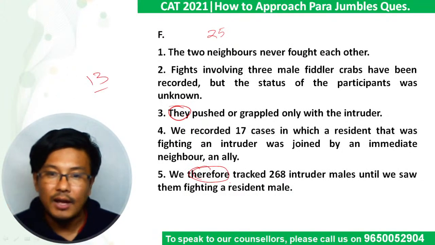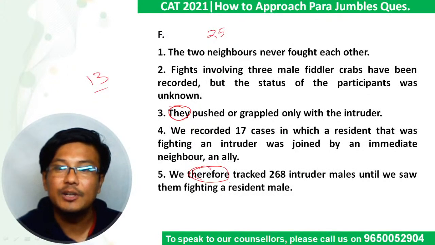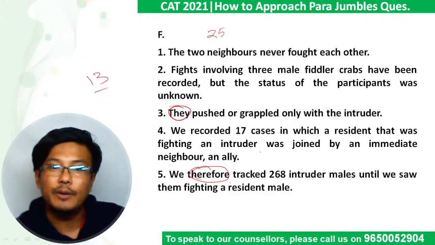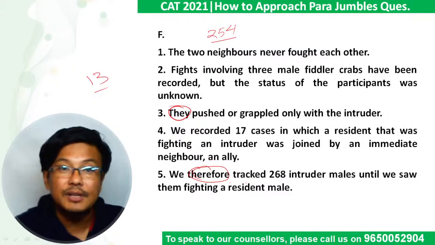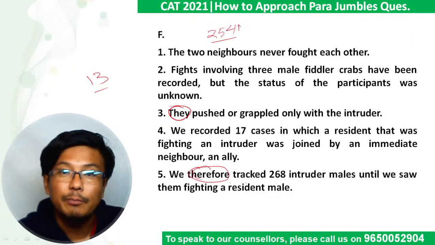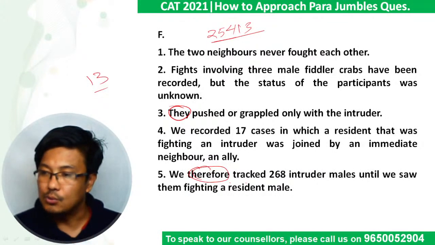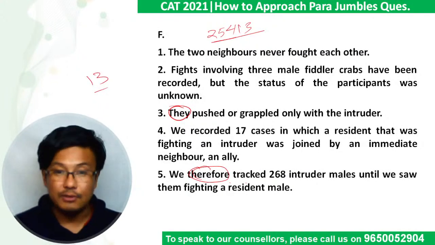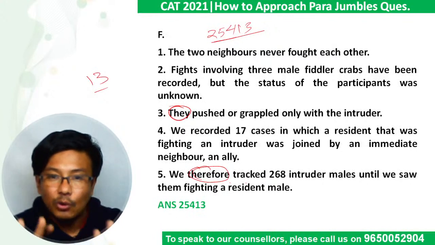Now, after tracking, we recorded 17 cases in which a resident was joined by an immediate neighbor and ally. So after tracking comes the result of recording. Now, if you notice, 254 best comes in the beginning. So the best answer is 25413. Do you agree with this? 25413 should be the answer. Did you notice how I did it?